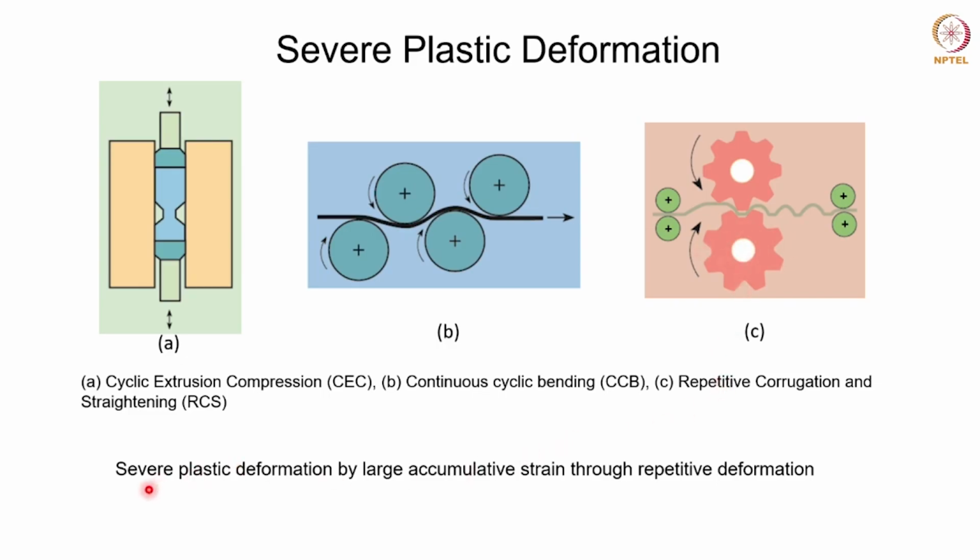All these processes that you see in these three figures basically lead to severe plastic deformation by large accumulative strain through repetitive deformation. As you increase the number of cycles of deformation, the strains accumulate, and that ultimately leads to the severe plastic deformation which the material is supposed to be subjected to for the grain refinement to occur. So this is a repetitive process which is done in a number of cycles.